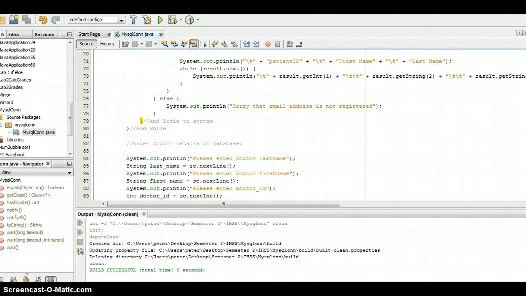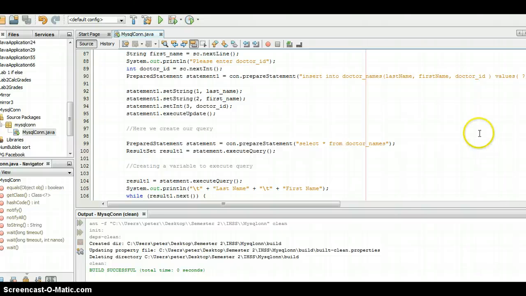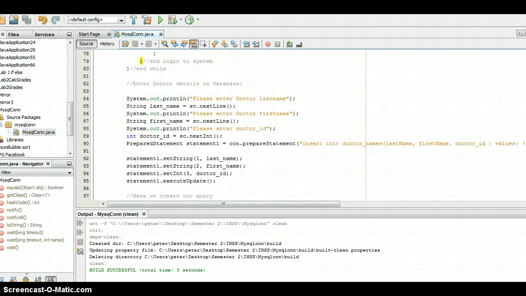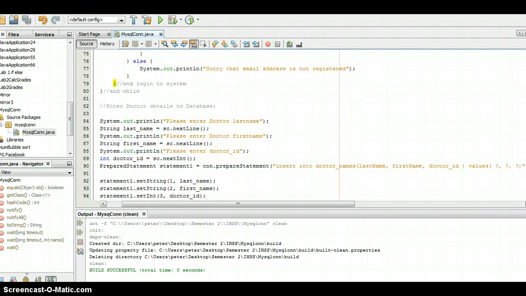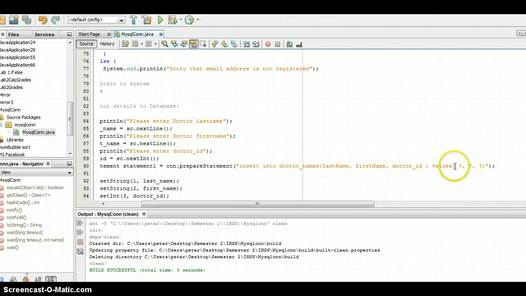Now, if it's the doctor that logs into the system, you go through the same process again. So here we are now with a different table for the doctor. Please enter the doctor's last name. Please enter the doctor's first name. Please enter the doctor ID, and insert into the doctor's names the last name, the first name, and the doctor's ID, and a number of values. And in here we're putting in 3 values. See these little question marks here.